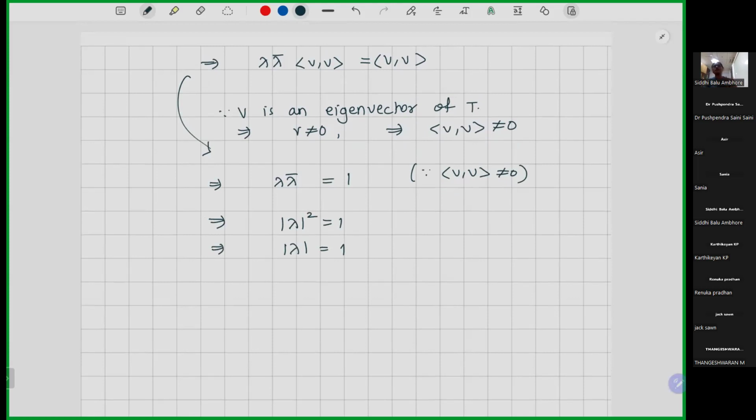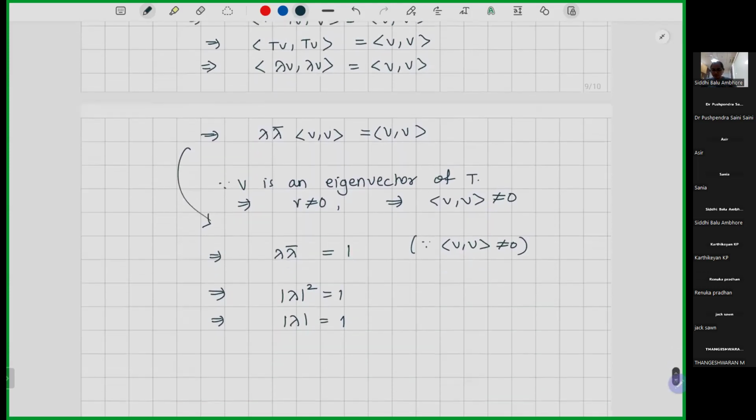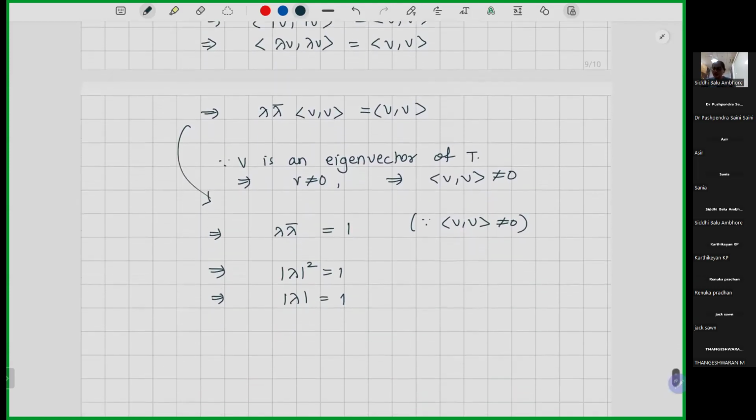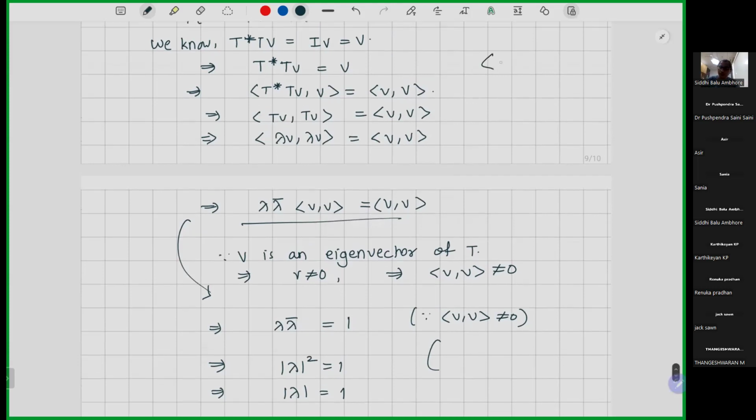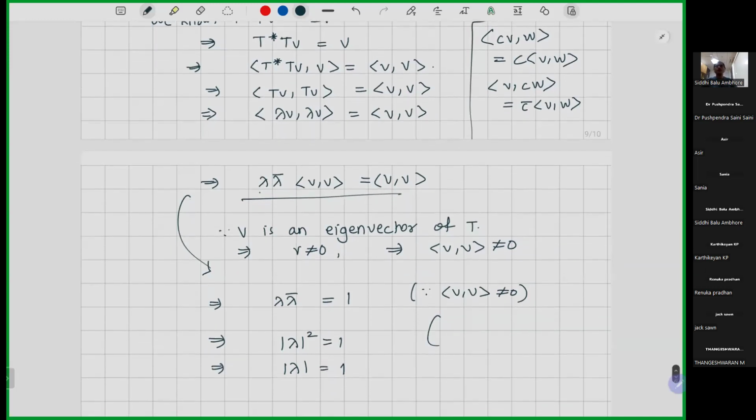Ma'am, one step I didn't get. How did you get lambda conjugate? It is complex. The definition of the inner product, lambda V comma lambda V to lambda lambda conjugate V comma V. From one step back to that step. So this is a property of inner product, right? The coefficients come out. So CV comma W is equal to C times V comma W. But if I have V comma CW, then it is C bar V comma W. This is a property of inner product, so I'm just following that. So from the first entry, I'm getting lambda outside, and from the second, I'm getting lambda bar outside. So that's why from here to here I got this. Is it okay now? Yeah.